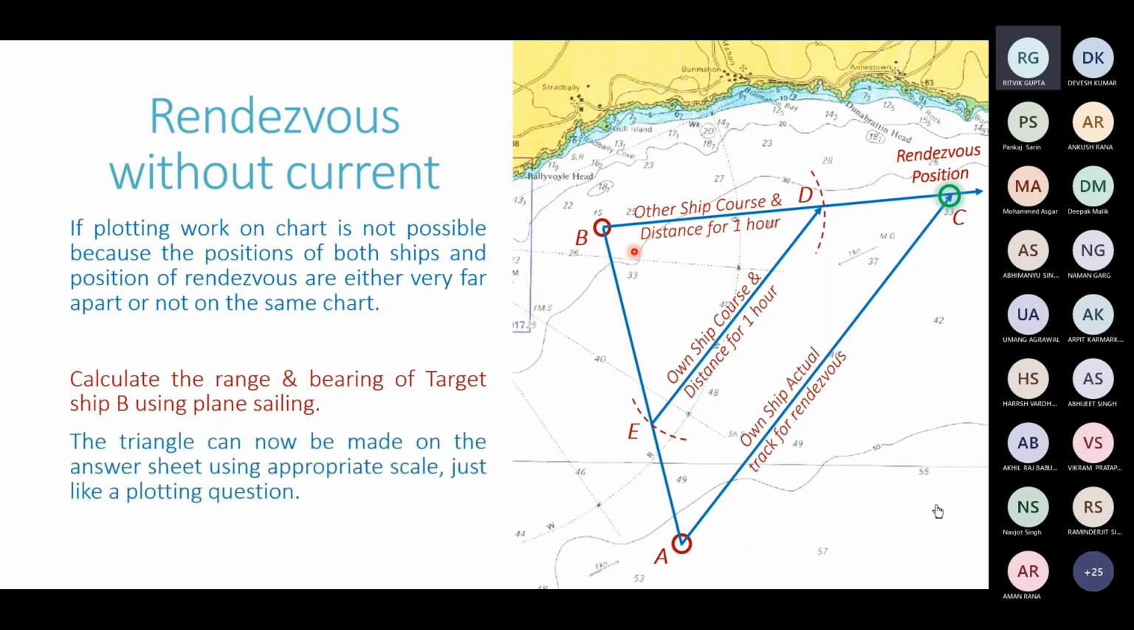Now, once the range and bearing of the target ship is known to us, we can make this entire plot or the triangle ABC on our answer sheet using an appropriate scale, exactly similar to how we do plotting questions. We do staggered and simultaneous plotting questions on our answer sheet. Exactly in the same way, we can now plot this rendezvous triangle on our answer sheet by using an appropriate scale.